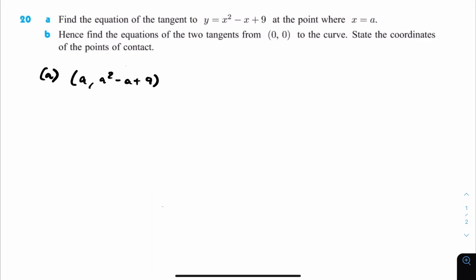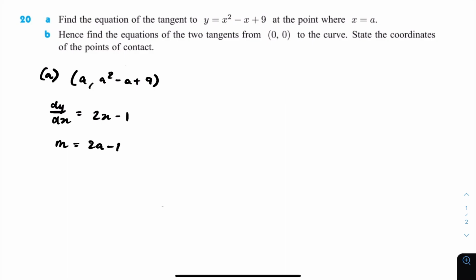So when we're finding the tangent, we have to first find the gradient. And to do that, we need the derivative. So the derivative dy over dx is equal to 2x minus 1. And if we substitute a in there, we get our gradient. So m is equal to 2a minus 1.